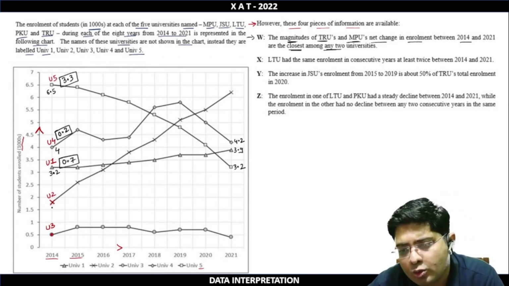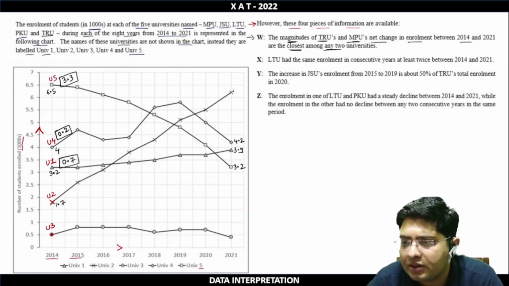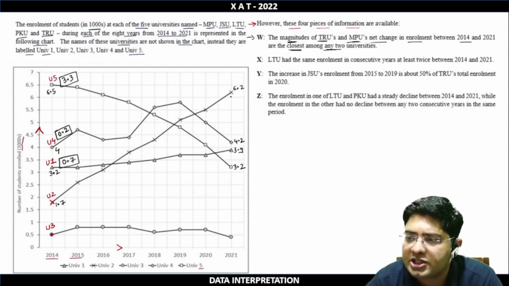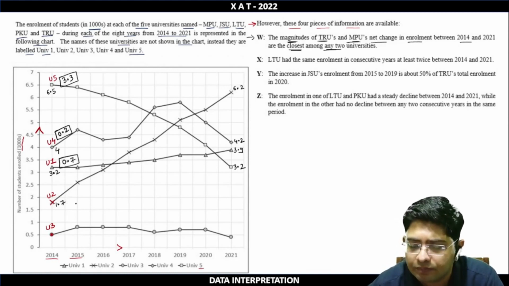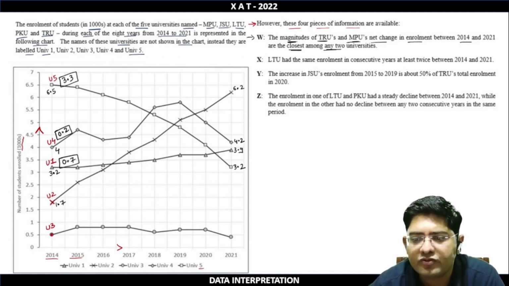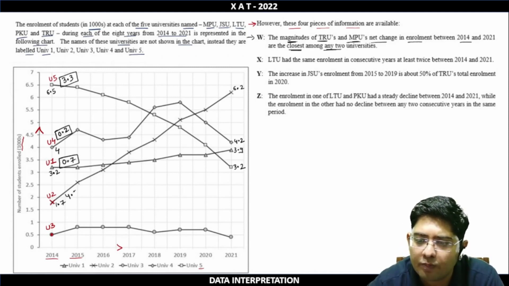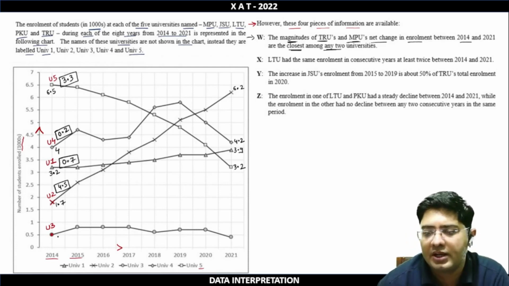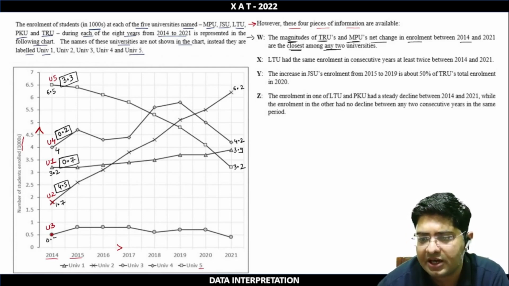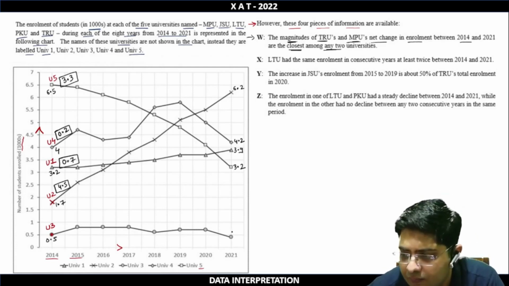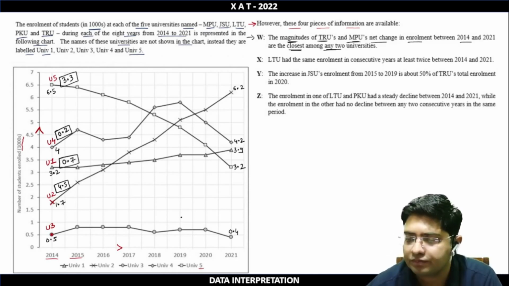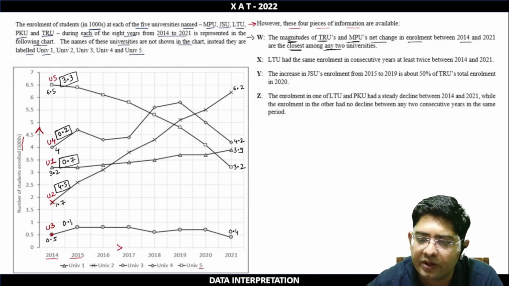Next, University 2, that is 1.7, and it is going till 21. In 21 it is 6.2. So 6.2 minus 1.7, that is 4.5. So the net change in enrollment is 4.5. Next, University 3, that is starting with 0.5, and in 21 that is 0.4. So net change is 0.1.